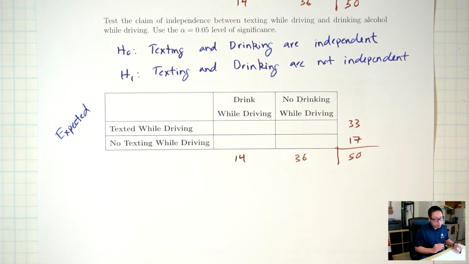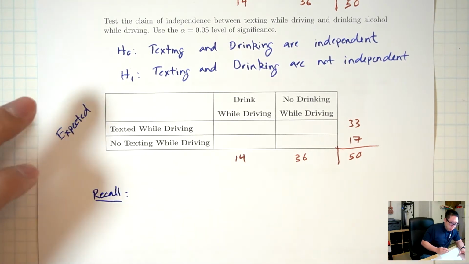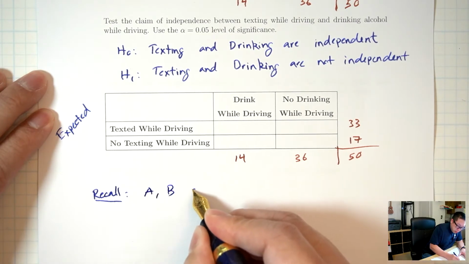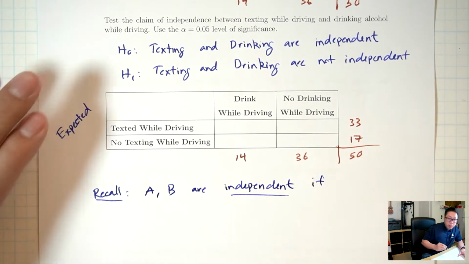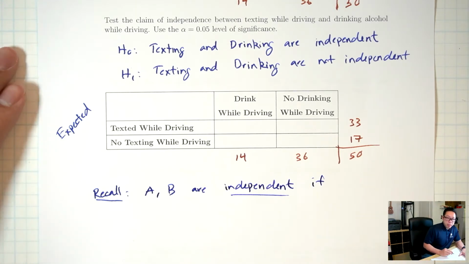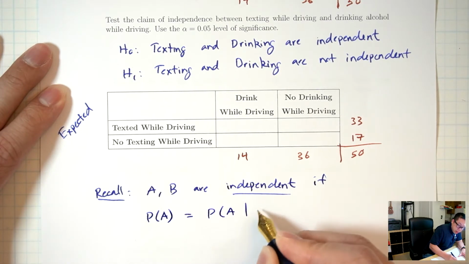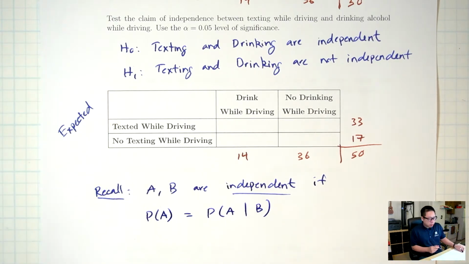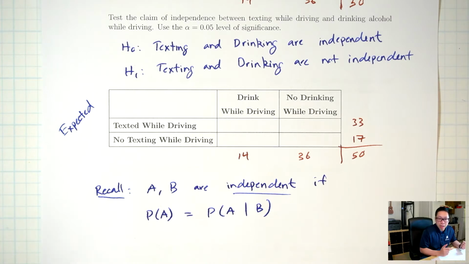And to figure that out, I need to go back to Unit 2 and talk about the definition of independent. So recall that two events, A and B, are independent if, and we had a math definition for this, P of A equals P of A given B. And all this is really saying is that adding on this given B part doesn't change the probability of A. So A, given knowledge that B happened, is the same thing as just regular A. So that's what it means for B to not have any relationship with A at all.